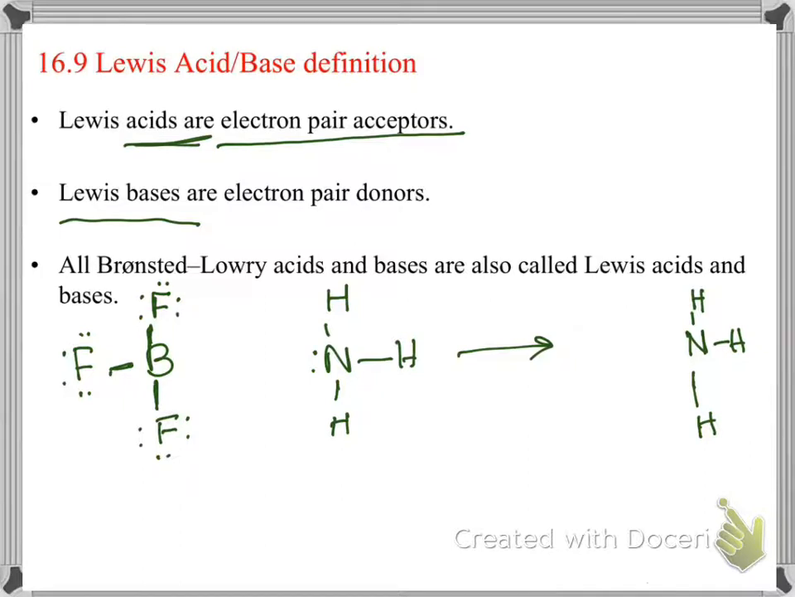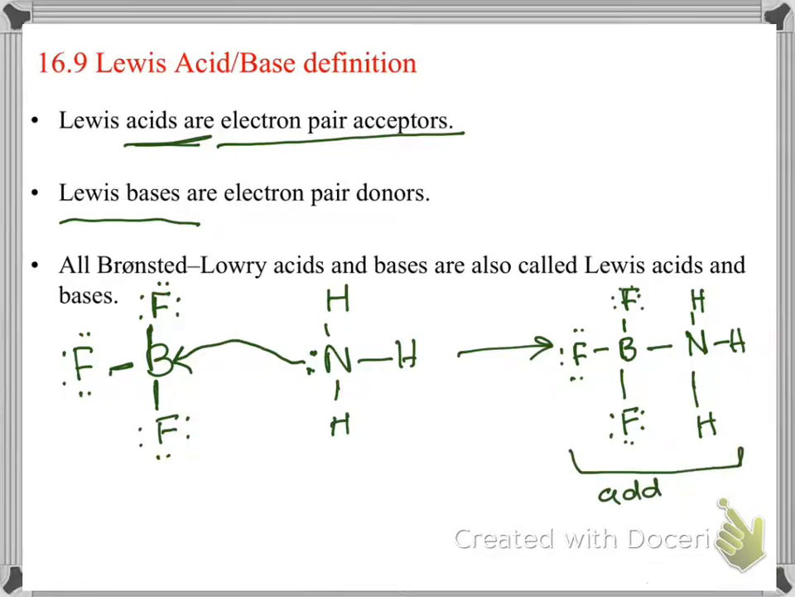This ammonia has a lone pair, a non-bonding electron pair, and this can act as an electron donor like this. So here, that means now we have a bond, and this is known as a Lewis acid base adduct.